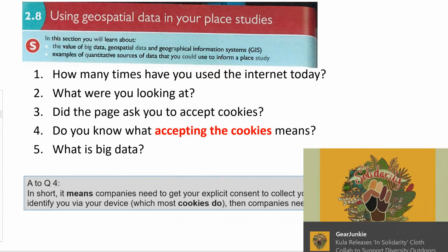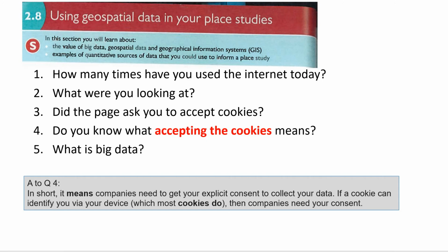What we will move on to now is today's lesson, using geographical and geospatial data in your studies. So there's a few questions I would like you to pause the video and answer.